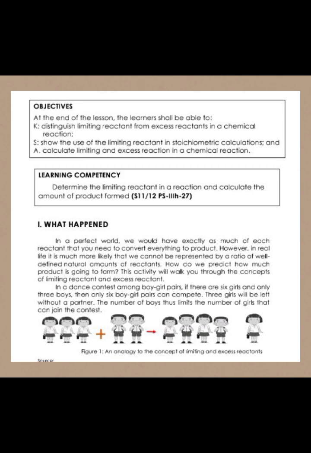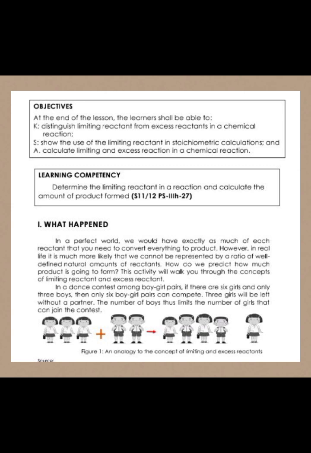What happened? In a perfect world, we would have exactly as much of each reactant that we need to convert everything to product. However, in real life, it is much more likely that we cannot be represented by a ratio of well-defined natural amounts of reactants. How do we predict how much product is going to form? This activity will walk you through the concepts of limiting reactant and excess reactant.